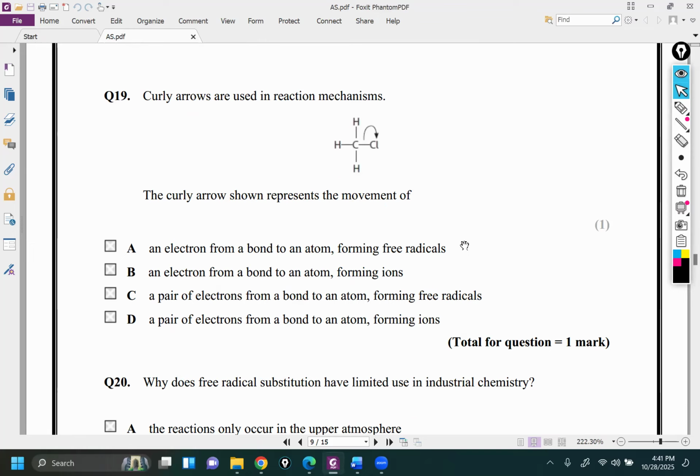Question 19. Curly arrows are used in reaction mechanisms. The curly arrow shown represents the movement of, this is a full arrow. It shows the movement of the bond pair of electrons. So an electron, no. An electron, no, because for one electron movement, we use the curly half arrow. So the first two options are wrong. A pair of electrons from a bond to an atom forming free radicals. No free radical forms in this case. So the correct option would be D, which is left over. A pair of electrons from a bond to an atom forming ions. In heterolytic bond fission, ions are always produced. So the correct option is option D.